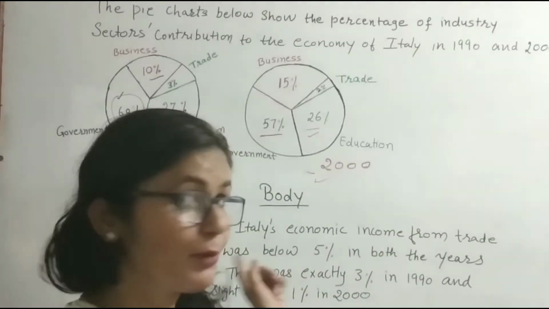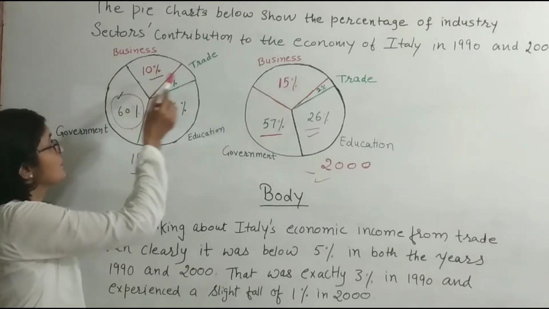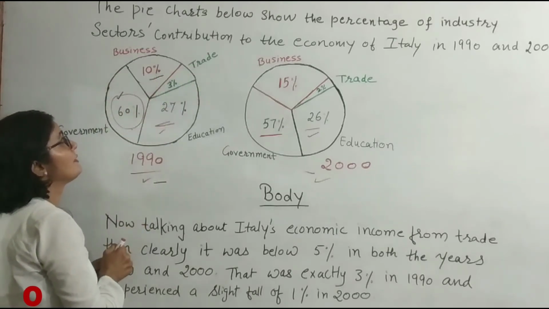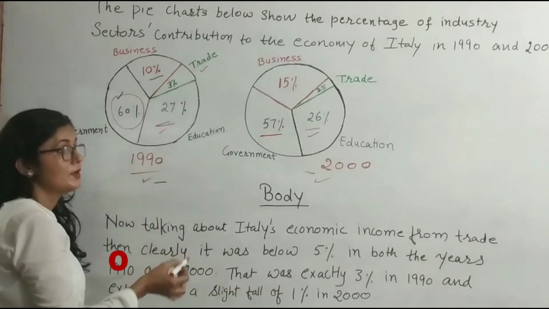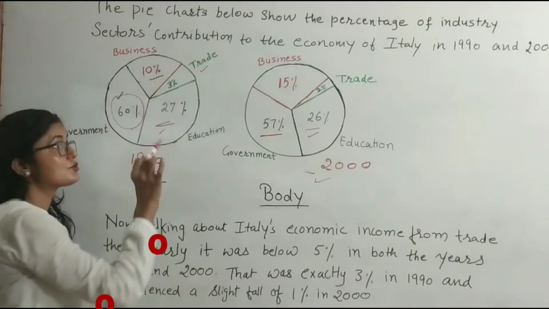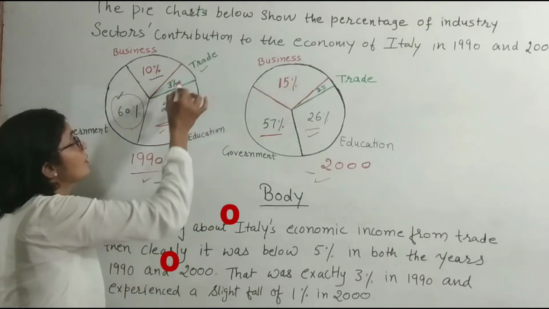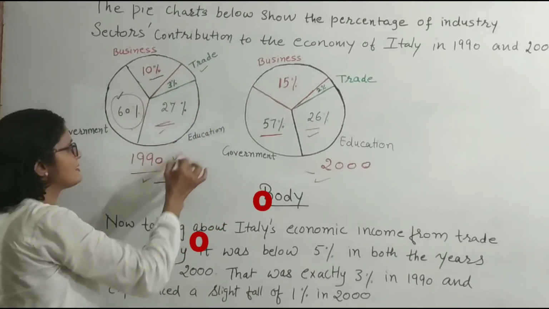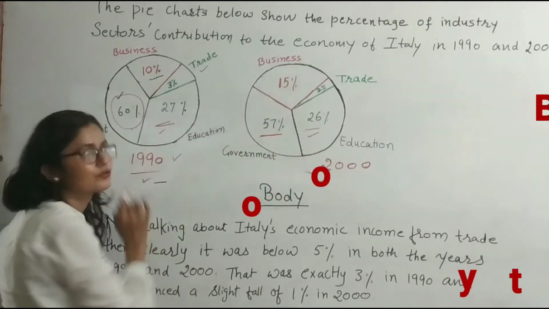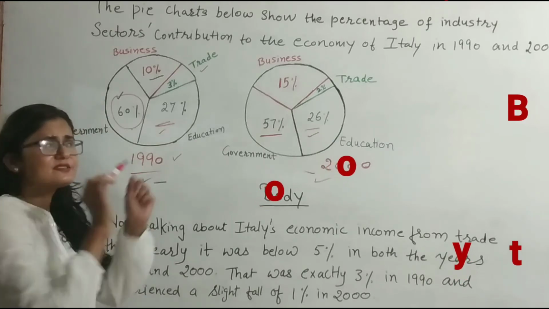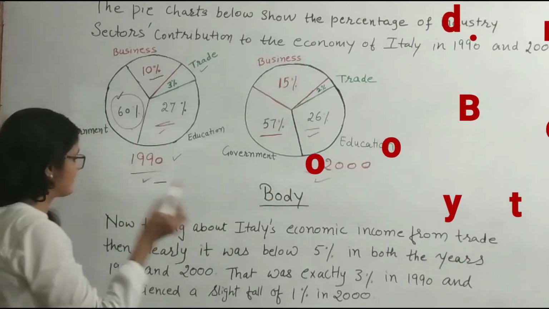Okay, now let's finish the body part of this pie chart. See what happens here. We are left with only one industry sector, and that is the trade sector. The trade sector made the least contribution in Italy's economy: 3% in 1990 and 2% in 2000, which means there is very little difference. So we can start writing like this.